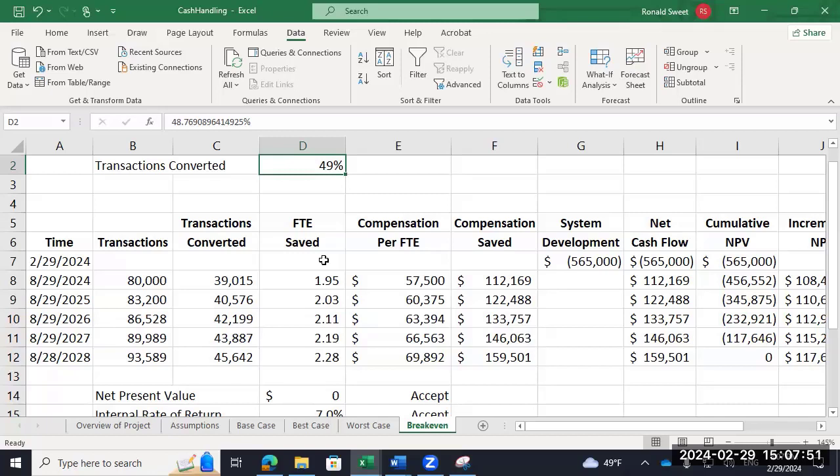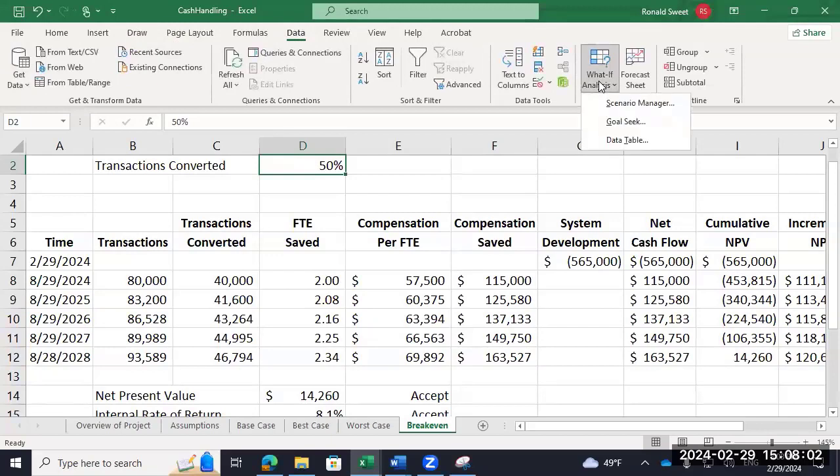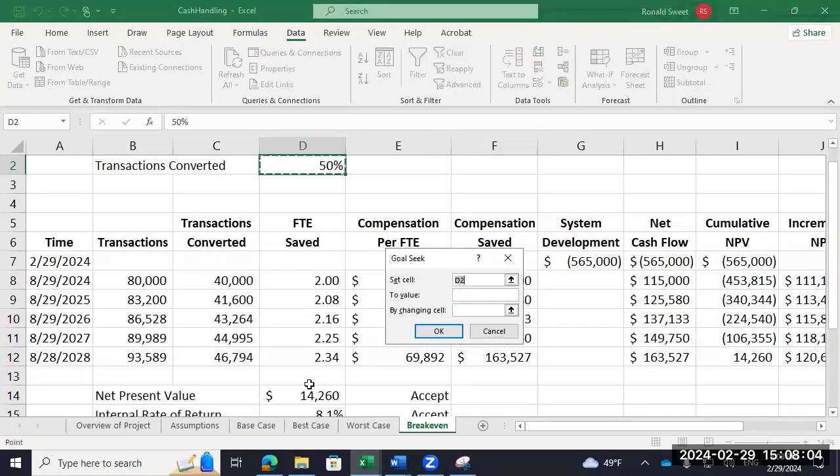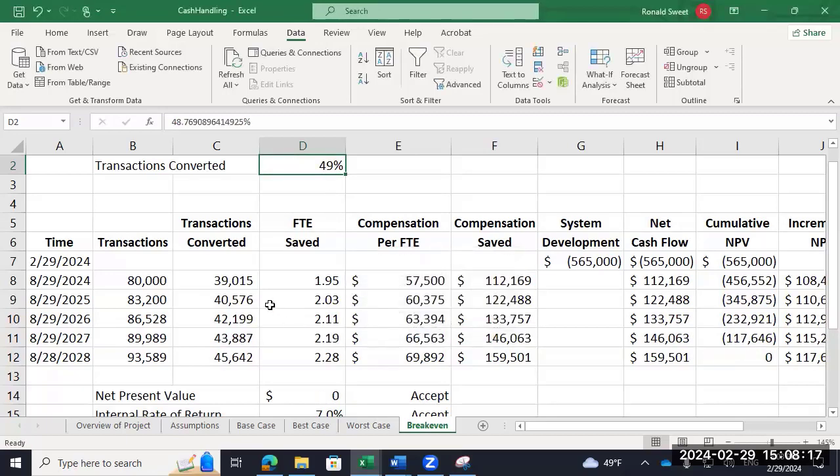What was your goal seek again? Set cell D2 to... Yeah, so you do data, what if analysis, goal seek. You want to set your present value, D14, equal to 0 by changing your transactions converted.